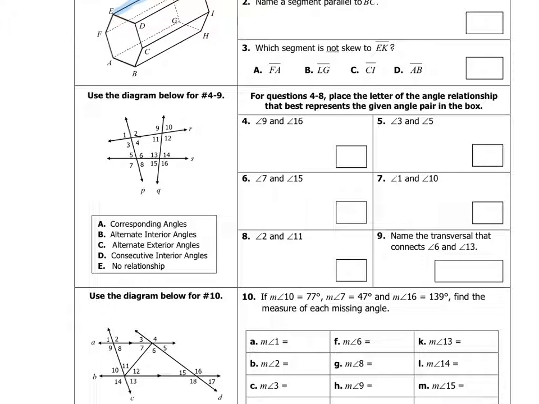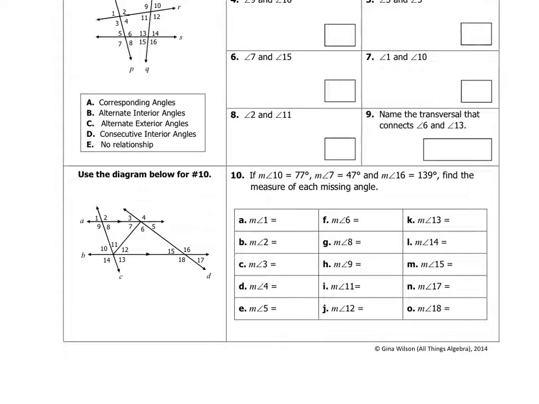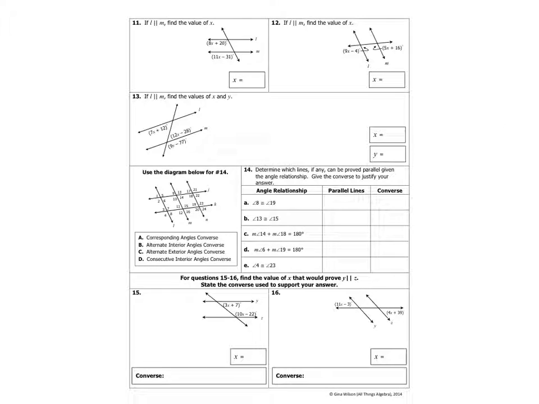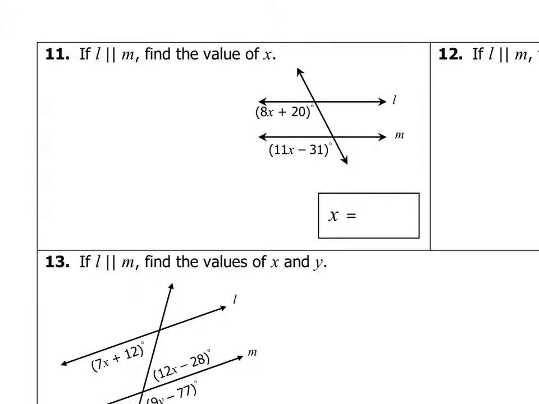Okay, gang. So now we're moving on to question 11, which is on the next page right here. Okay, so number 11, we want the value of x. Okay, so these two are corresponding angles, which means they're equal to each other. So set up your equation so that they're equal to one another, and solve for x.